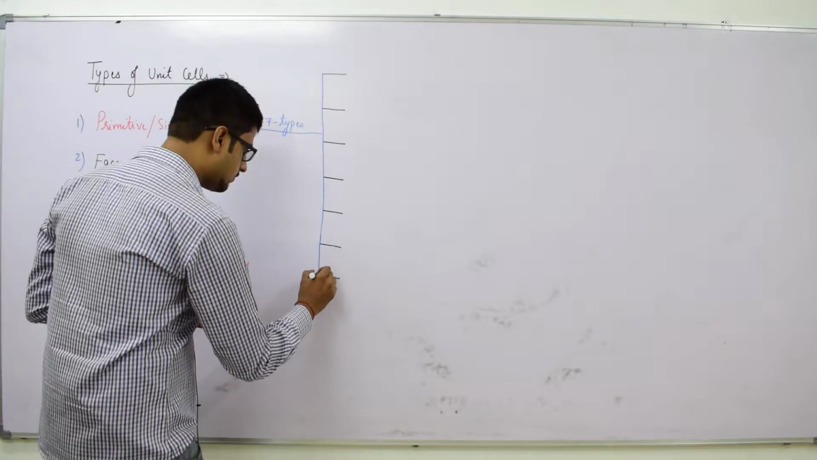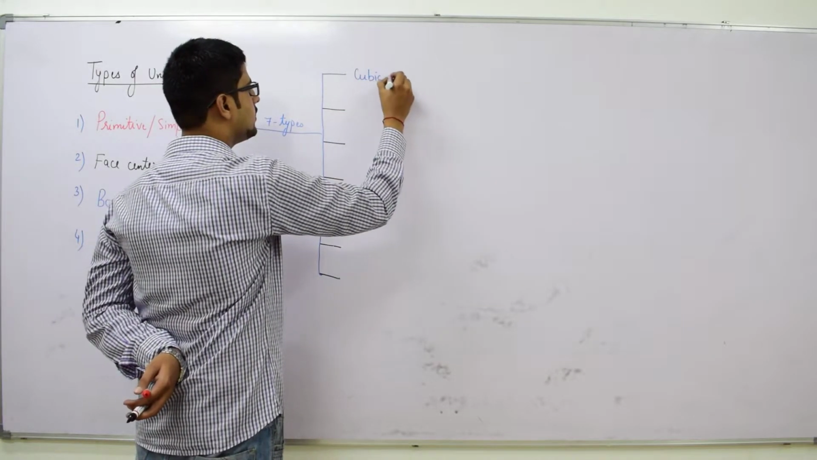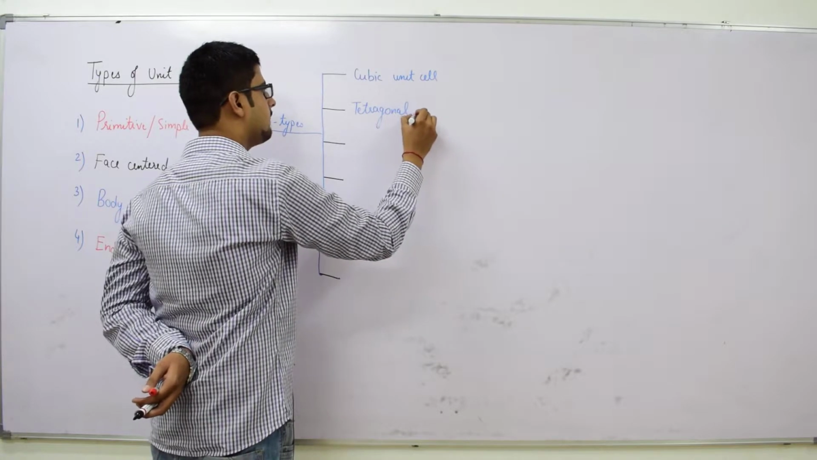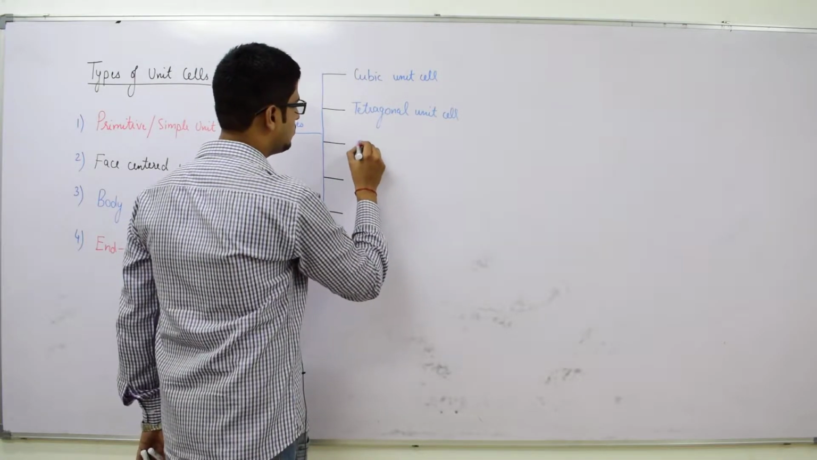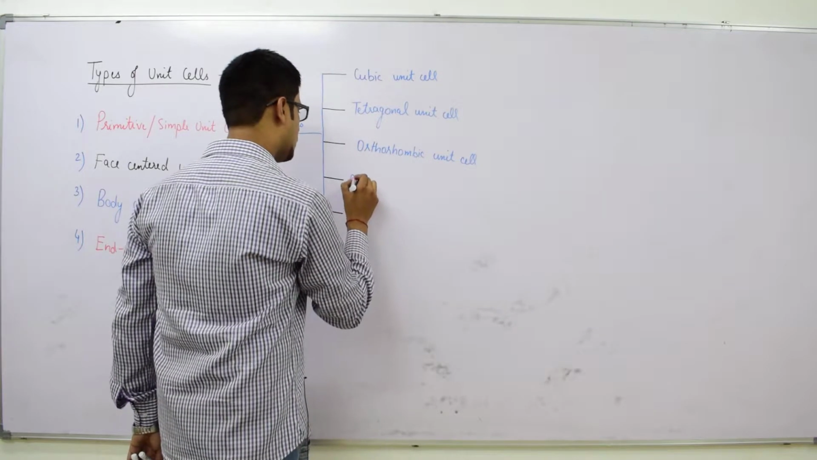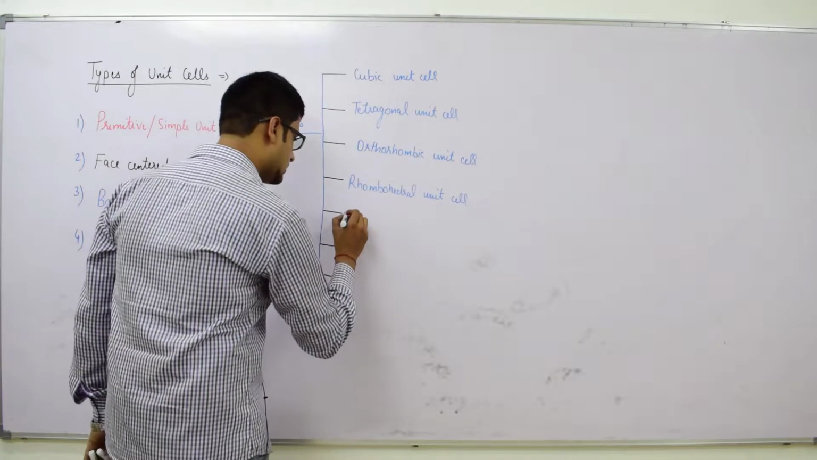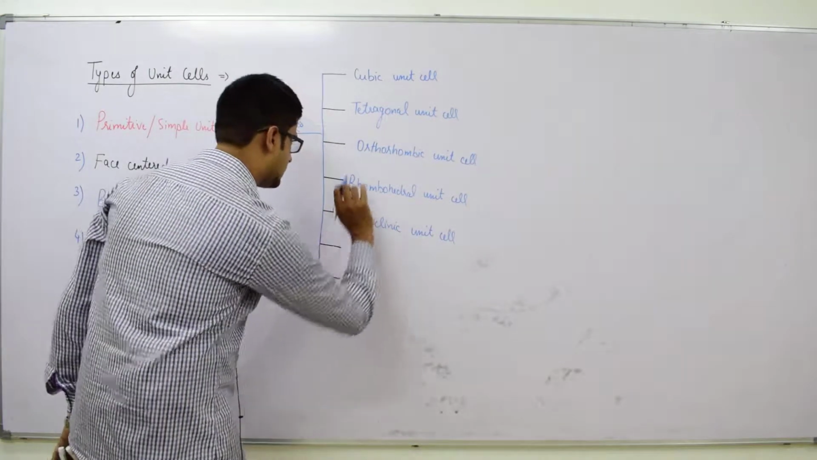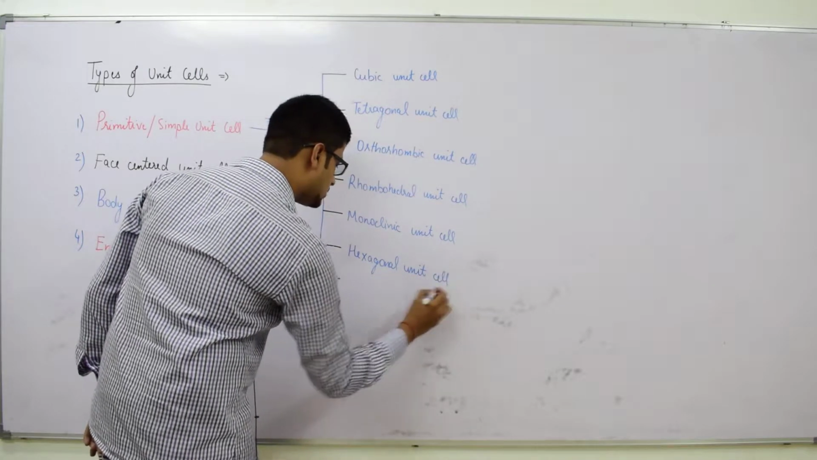Let us define these 7 types of further classification of primitive unit cell. The first one is cubic unit cell, second one is tetragonal unit cell, the third one is orthorhombic unit cell, next one is rhombohedral unit cell, next one is monoclinic unit cell, next one is hexagonal unit cell, and the last one is triclinic unit cell.